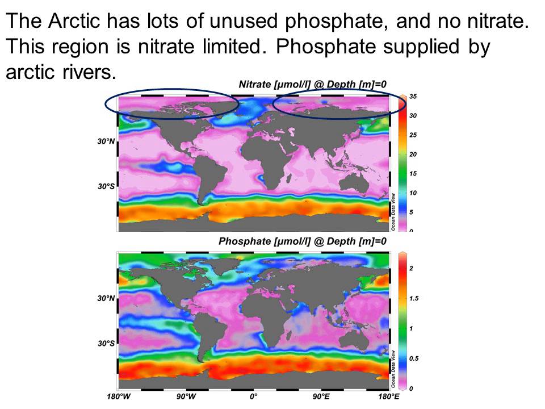So we look at, say, for instance, the Arctic. There's no nitrate left in the Arctic. It's all been used up, but there's lots and lots of phosphorus available. And that's largely because the Arctic has got lots of rivers flowing into it, so it's got lots of supply of phosphate.